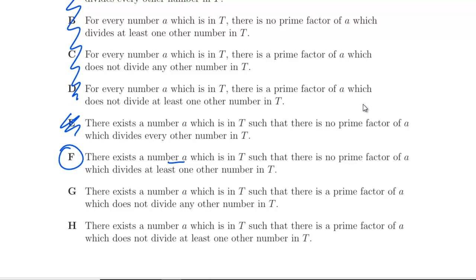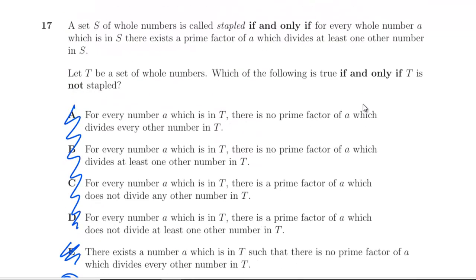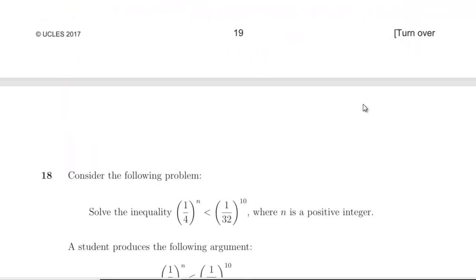Yeah, that seems good. So what are the last two, just to make sure? Exists a number in a prime factor of a which does not divide any other number in t. Well, we can have that because we don't have to have all of the prime factors dividing into every other number. And as a prime factor of a which does not divide into at least, yeah, so again, these are too loose, the bottom two, and the first five are too tight. So yeah, it's going to be F. Yeah, I'm happy with that.